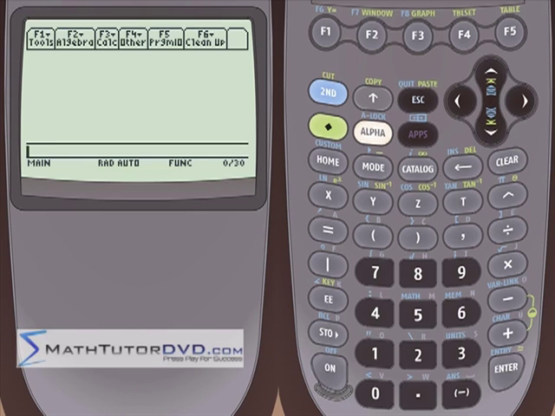Now, the old saying goes there's more than one way to do a job, and that's sort of true with the calculator. Here we're going to talk about how to use matrices to solve a system of equations. Well, you already know that the calculator has an equation solver. You can just type the equations in and it'll solve them for you. So why would you even care about matrix operations to do that?